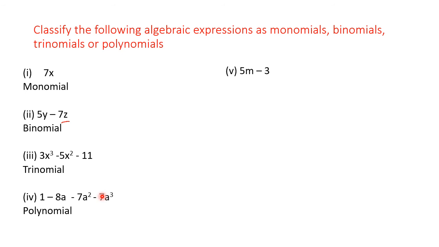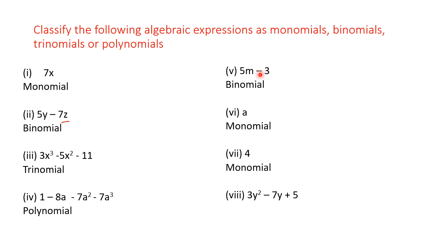Then lastly, you have 5m minus 3. We have only 2 terms in it, so it is called a binomial. Then, since it is only one term, we call this a monomial. 4 is also a monomial. And finally, you have 3 terms, which is called a trinomial. So this is your exercise 32. I hope it is very clear to all of you. Thank you.